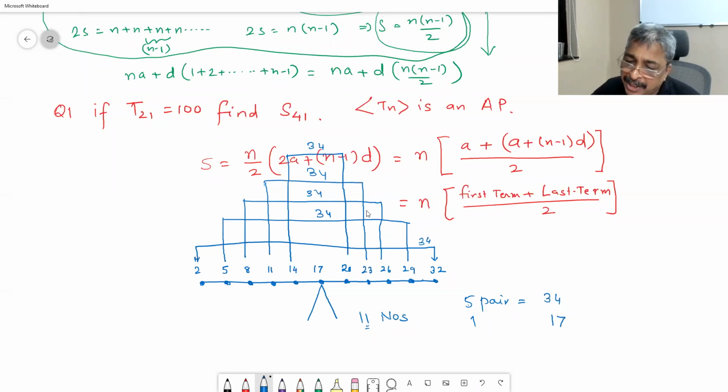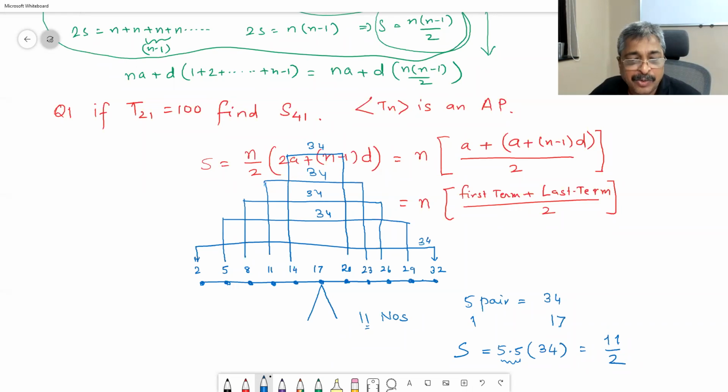So practically it is 5.5 times 34. Do you understand? Total summation is how much? 5.5 times 34. 5 times 34 and 1 time 17 is 5.5 times 34. But 5.5 is 11 by 2. So total numbers were 11, divided by 2 is 5.5. There will be 5.5 pairs, and each pair will be 34.